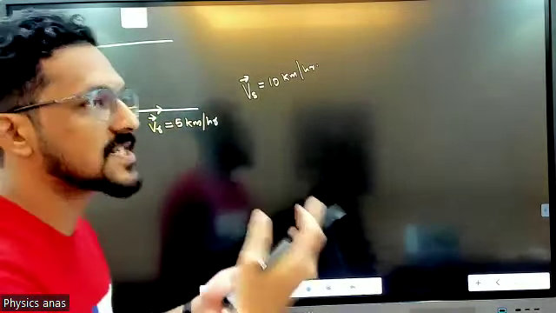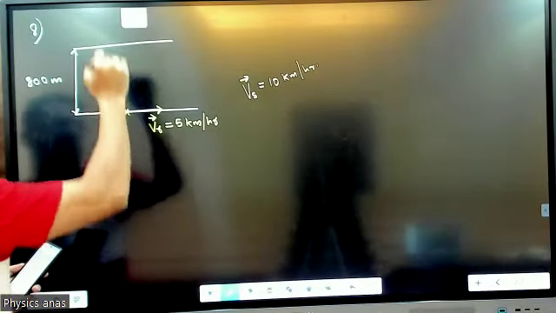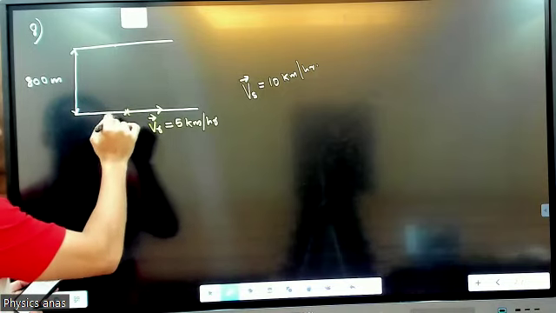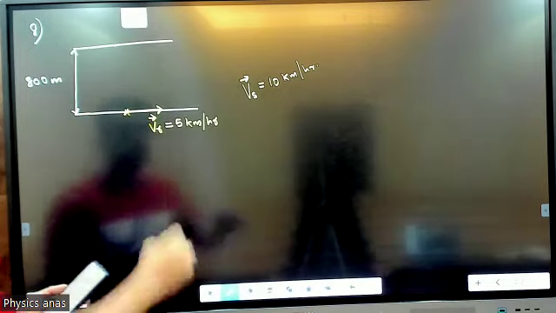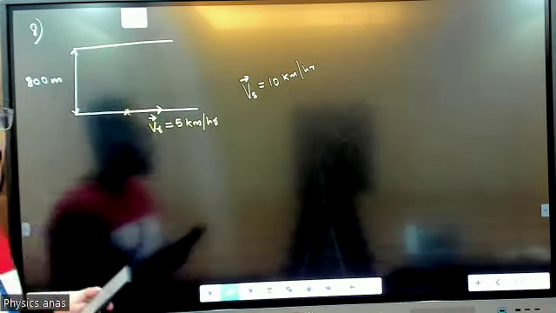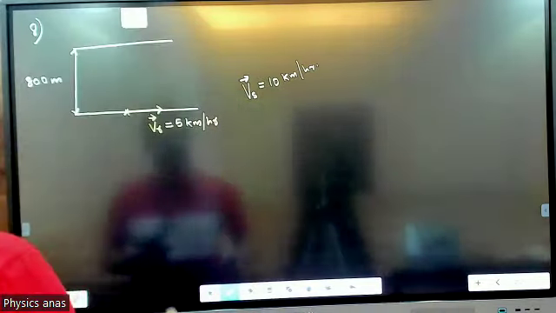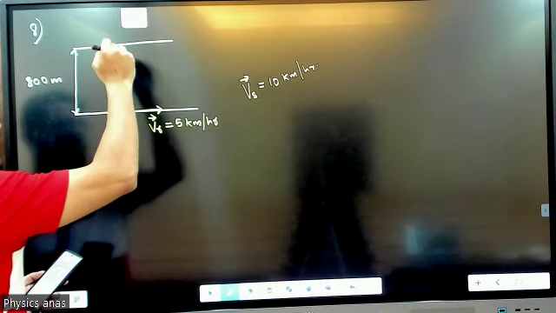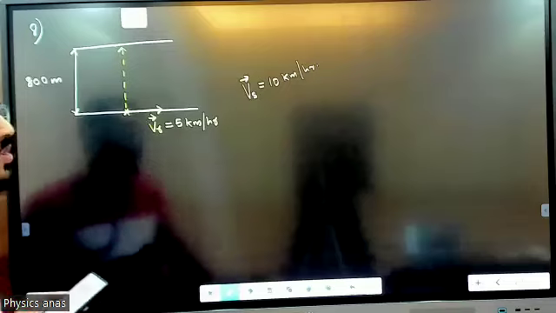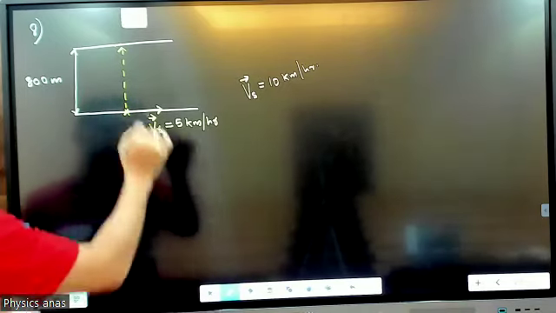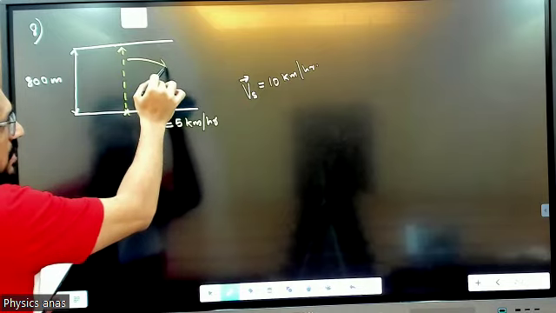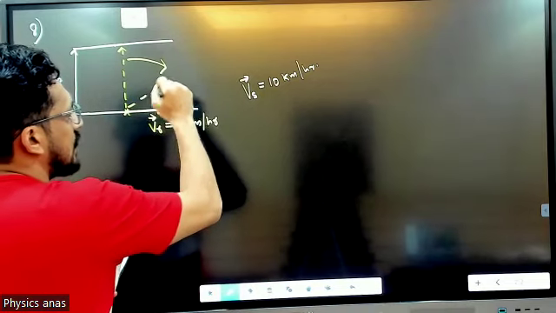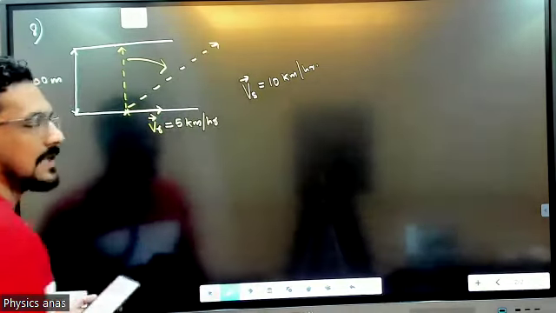Wishes to cross the river straight. He wants to cross the river. He needs to get from this point to this point. How can he do that? If he is swimming like this, there is a flow of river. There is a flow of water, and that flow will turn him like this. Then his direction will be like this, right?